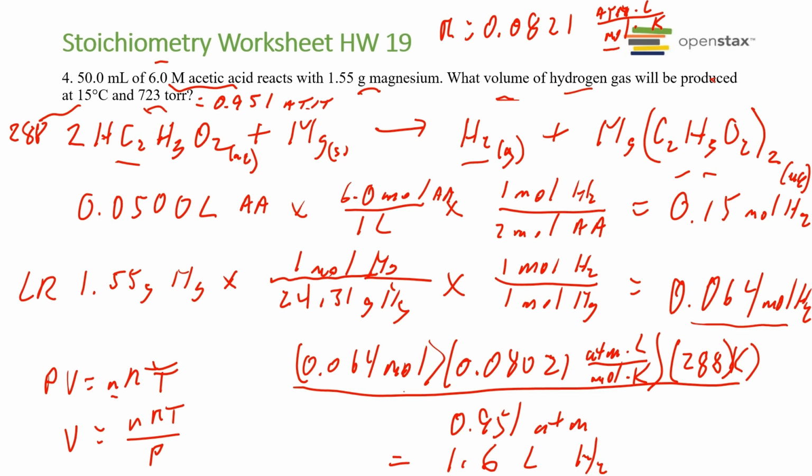So let me just check and see if that's what the answer key says. So this is homework 19, number 4. Yeah, they incorrectly only had 3 significant figures, but we can only have 2 because that was our molarity that we started with. So 1.6 liters of hydrogen.